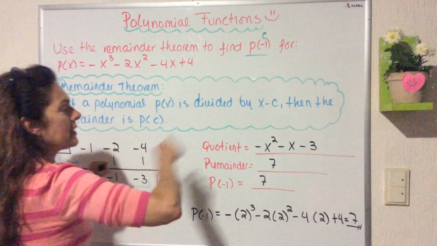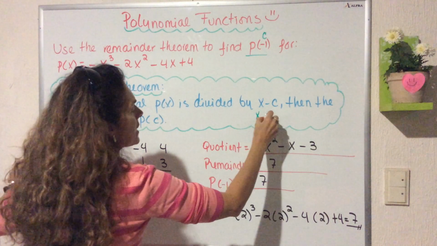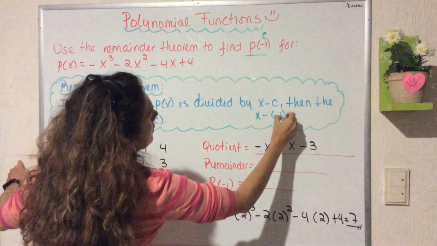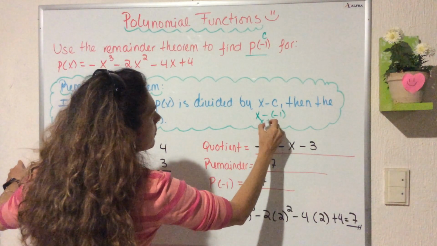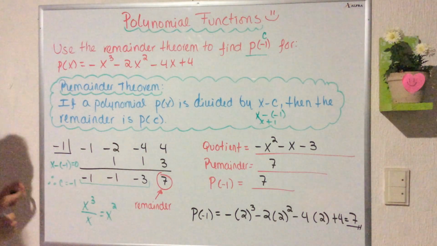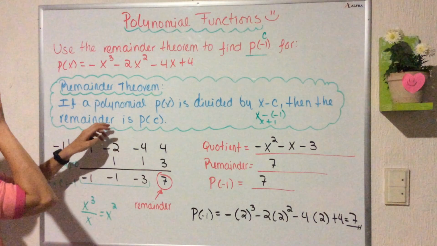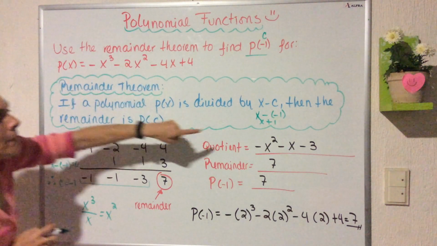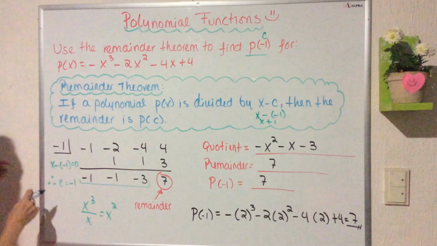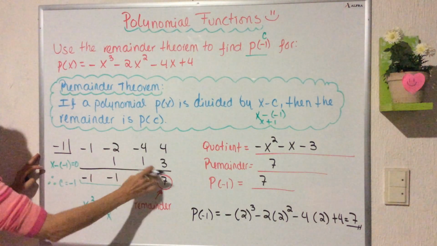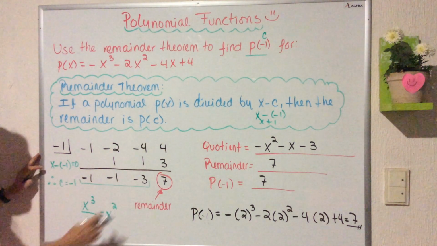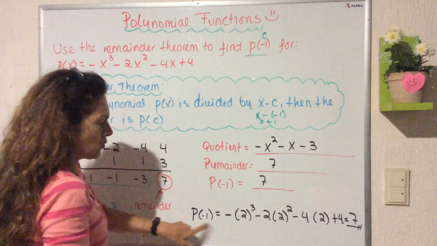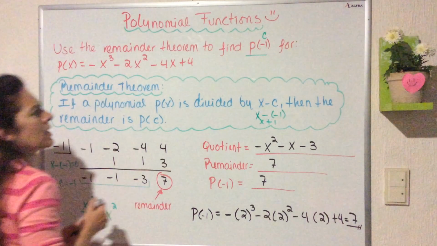Now, in this case, we could have x minus minus 1, which is x plus 1, okay? So, if we divide this polynomial function by x plus 1, we are going to get, in the remainder, the same thing as when we evaluate the function in minus 1. Let's see if we get the same thing.